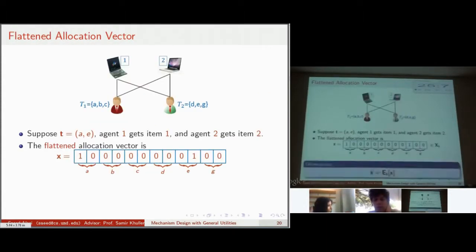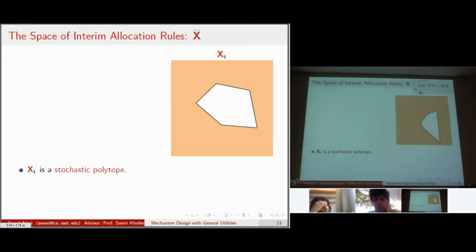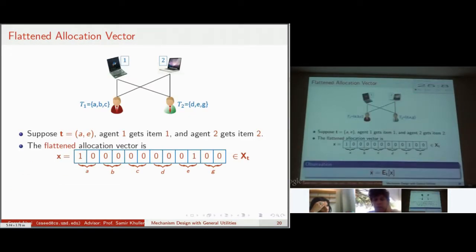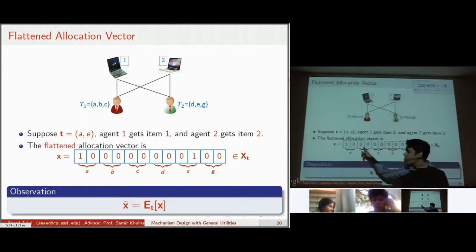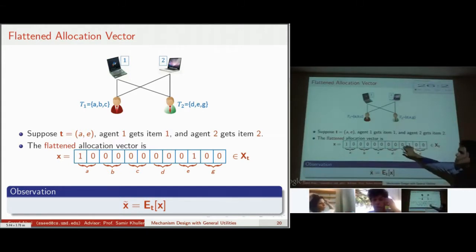Okay, so let's go back. So you're saying that flattened allocation vector is all conditional on the actual realization? This is conditional on the actual profile of types that is reported. So assuming that T is the reported profile of types, only these two could be non-zero if the profile, for example, is A. And the other one has to be zero under that type profile.